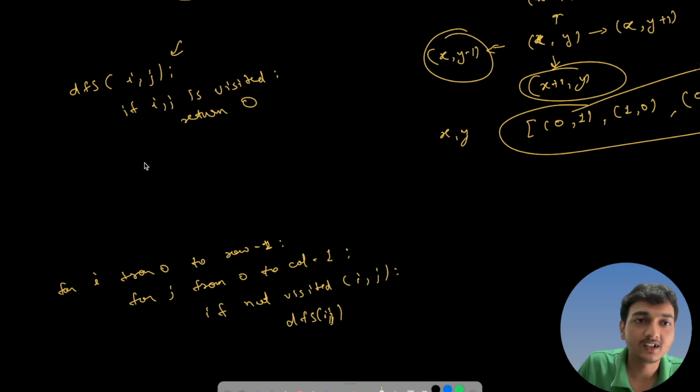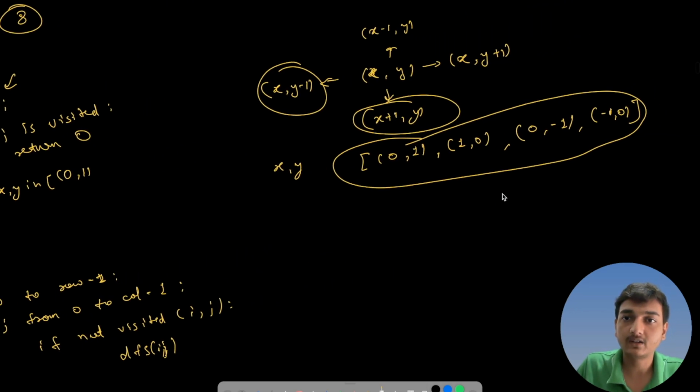So let's see what we have to do. I am typing something like this: for x comma y in this, 0 comma 1, I will be iterating. You can definitely write 2 loops, and 0 1 0 minus 1.